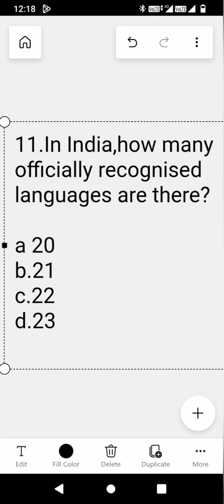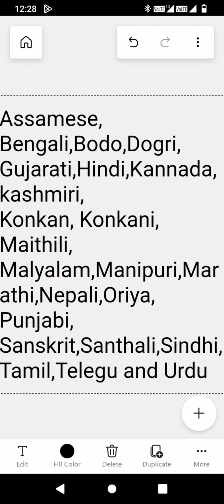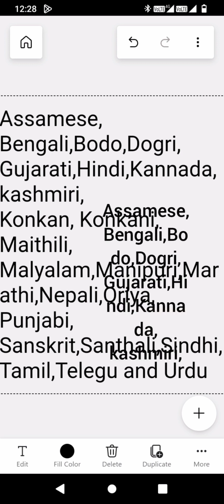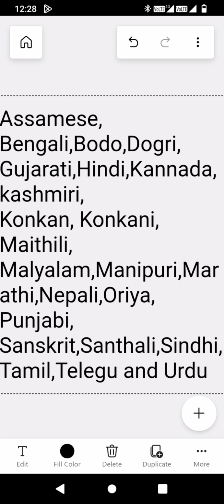So India has 22 official languages, which are Assamese, Bengali, Bodo, Dogri, Gujarati, Hindi, Kannada, Kashmiri, Konkani, Maithili, Malayalam, Manipuri, Marathi, Nepali, Oriya, Punjabi, Sanskrit, Santhali, Sindhi, Tamil, Telugu, and Urdu.